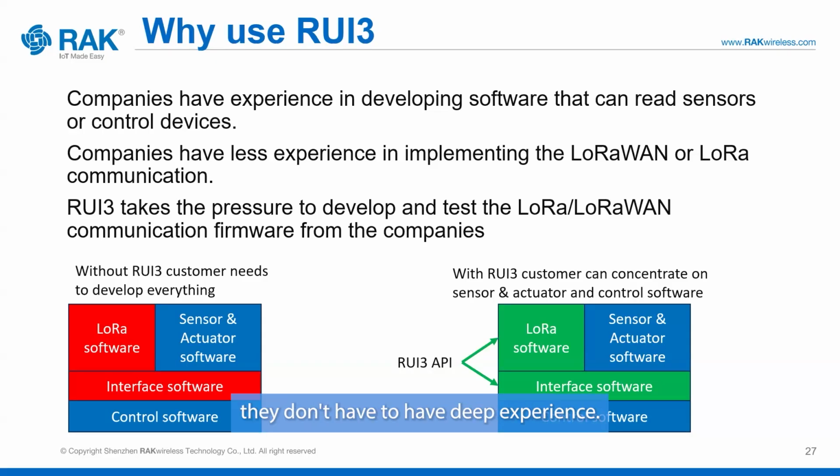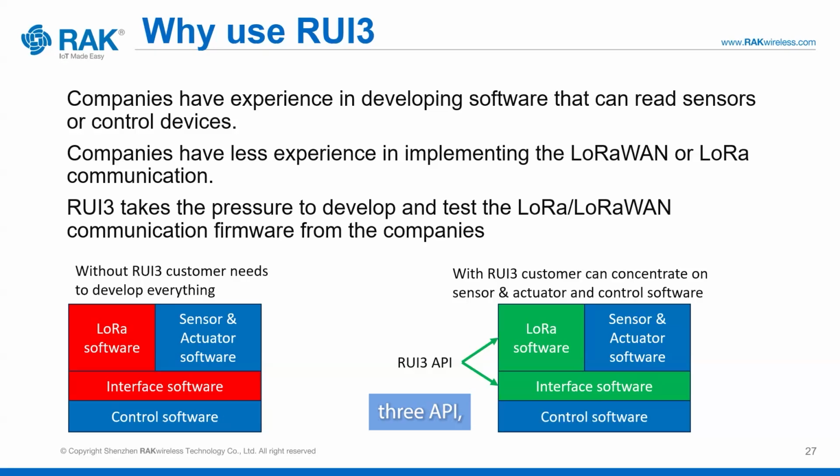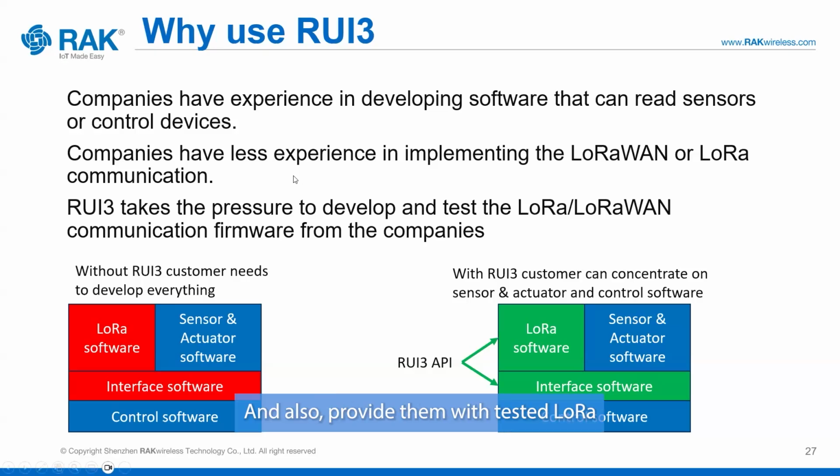They don't have to have deep experience in how to implement the LoRaWAN stack or LoRa communication. So with the RUI3 API, we try to take the pressure off the development and also provide them with tested LoRa and LoRaWAN communication that they can immediately use. If you don't want to use RUI3, you have to develop not only your control, sensor and actuator software, but also implement the interface and the LoRa stack by yourself.